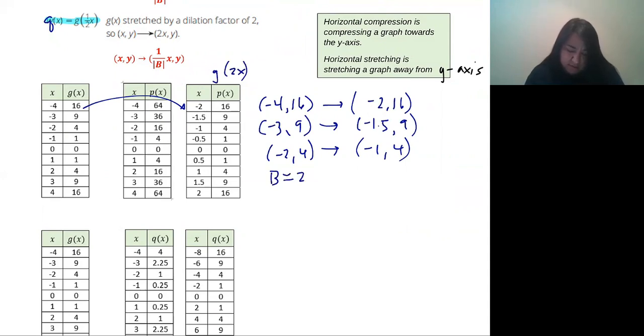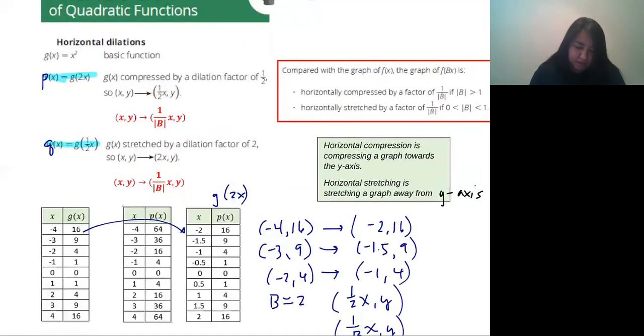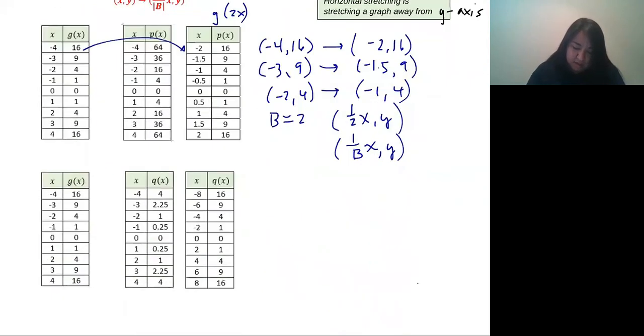And if you notice, my x values in this case were actually being multiplied by 1/2 while my y values stayed the same. So what it's really saying, if b was 2, is that 1/b is what I am multiplying my x values by. And that's actually what happens here: I am multiplying by 1/b, whatever my b value is, that I'm multiplying by my x values. Okay, and then down below I can see that happening when I had g of 1/2 x.